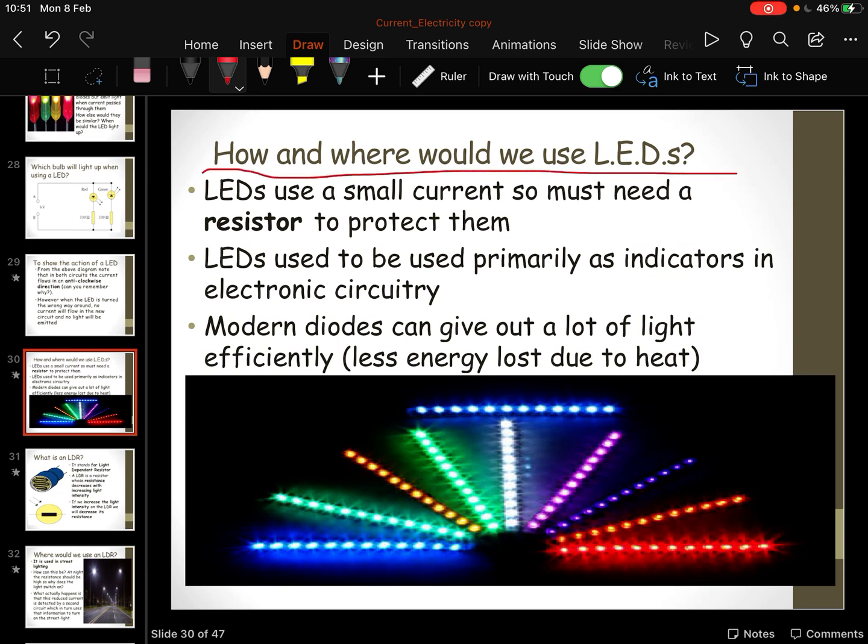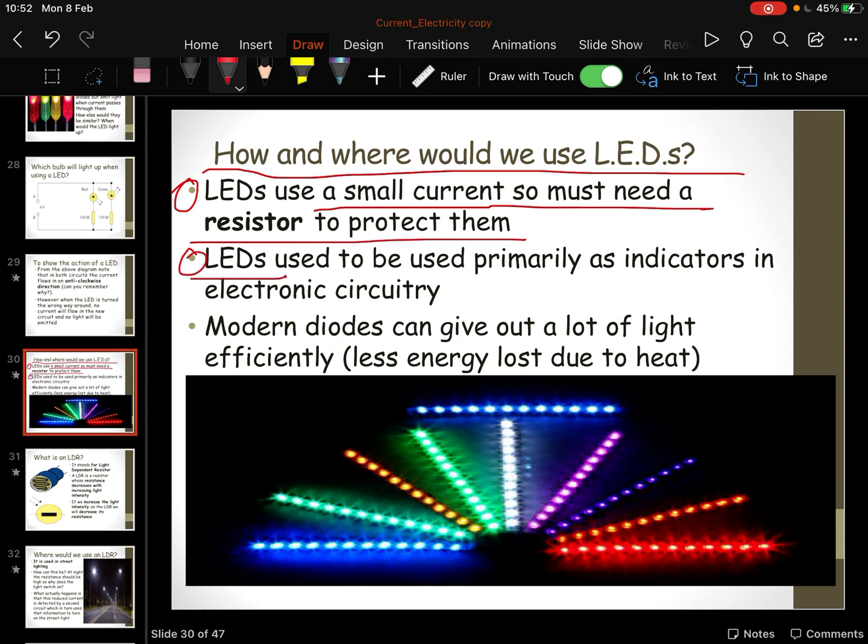Next thing here, guys, is how and where to use LEDs. So key things here, lads, there's a bit to take down. LEDs use a small current, so they rely on a small current. They need a resistor to protect them. Most LEDs come pre-made, well, the ones in school anyway, with a small resistor attached. The resistor is to protect the LED, because too high a current will blow the LED.